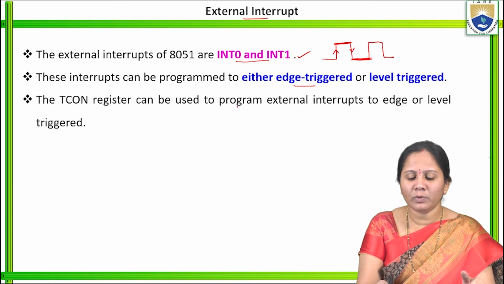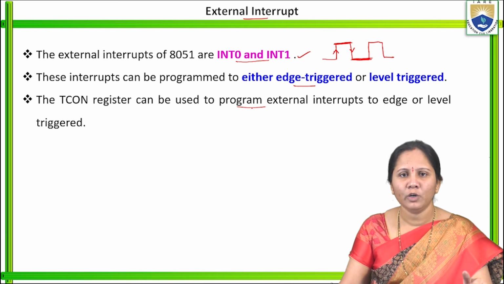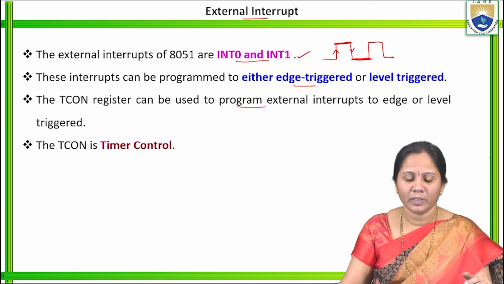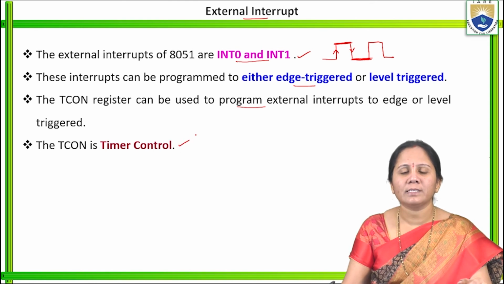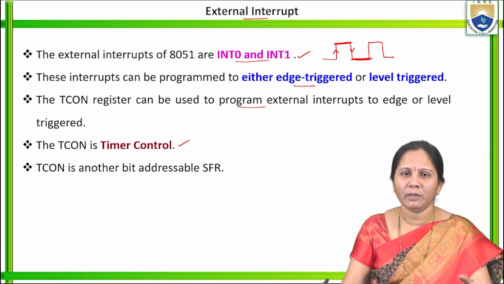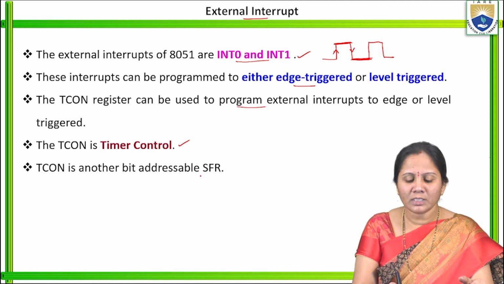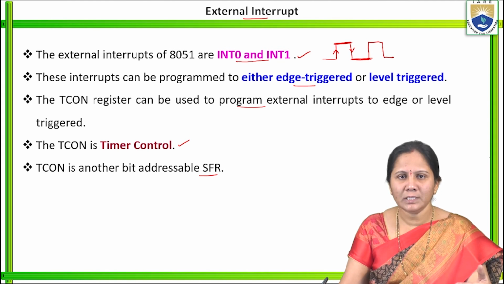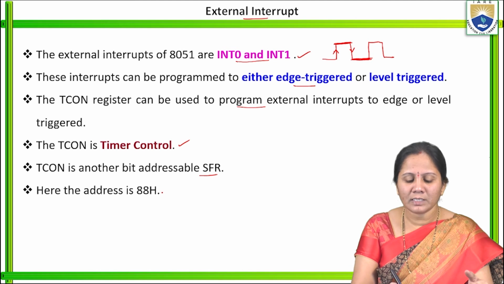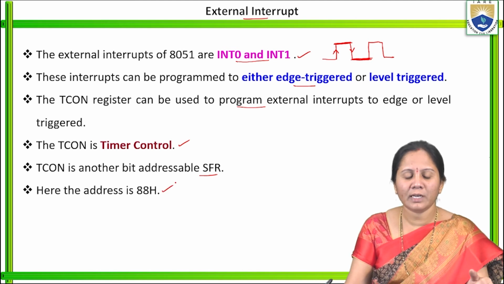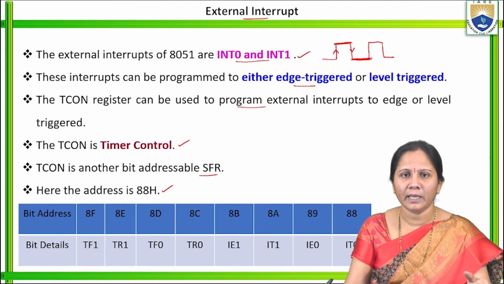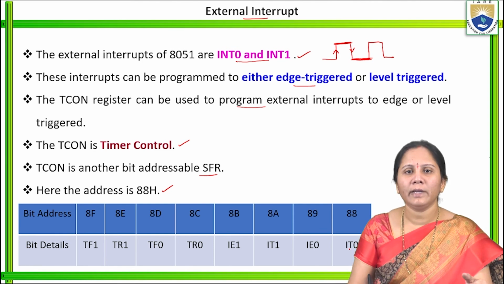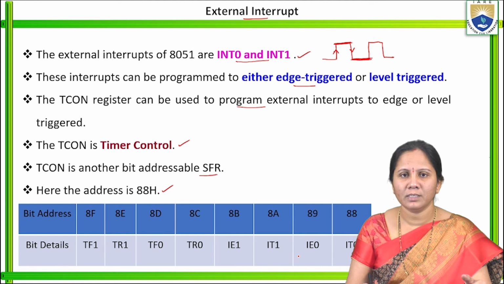The TCON register is used to program external interrupts to edge triggered or level triggered form. The TCON register is called the timer control register. It is an 8-bit register. The TCON register has a fixed address in the internal SFR address space, and it is 88H. And all these are the 8 bits that are present in the TCON register.